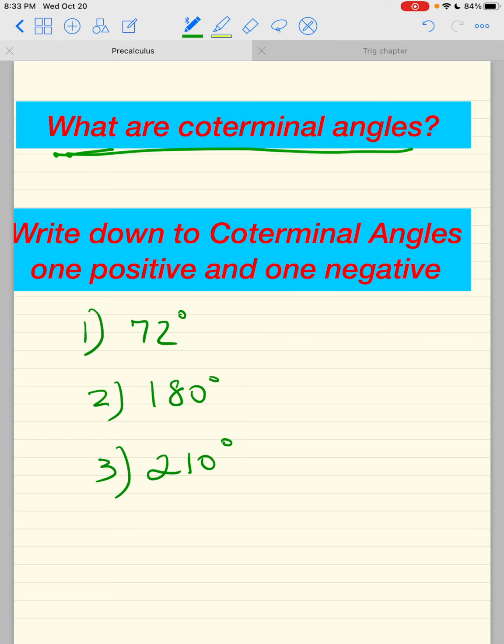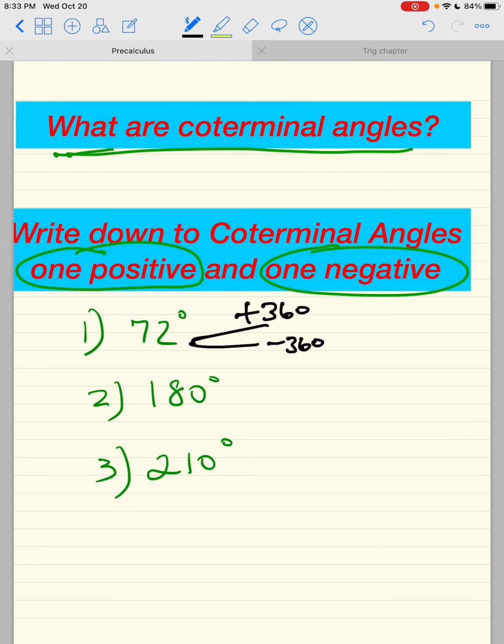So what do I have to do to find the coterminal angle, one positive and one negative, for these numbers here? It's actually very simple. All you have to do is add 360 and then take away 360. If you add 360 to 72, just imagine you're at 72 degrees to start, and then you just go around 360 and you're back to the same location. So that's going to be 432 degrees. If you want to do it negative, that means you're going to go backwards. So that's going to be negative 288.